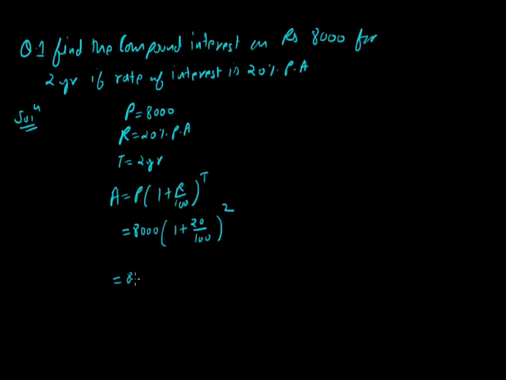So 8,000, now 20 and 100 get cancelled 5 times. So 1 plus 1 by 5 is equal to 6 by 5, the whole square. So 8,000 times 6 by 5 square, which is 36 by 25. Now 25 and 8,000 get cancelled, so 320 times 36, we get 11,520. So that is our amount.